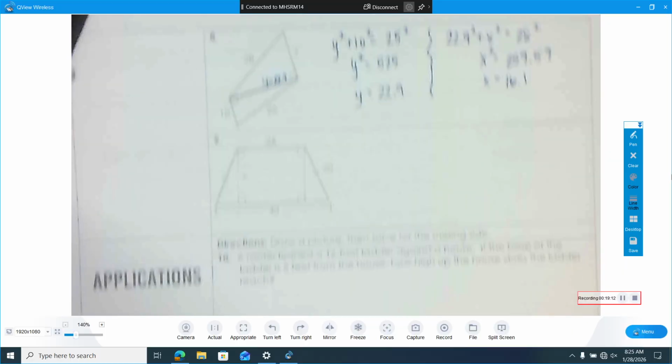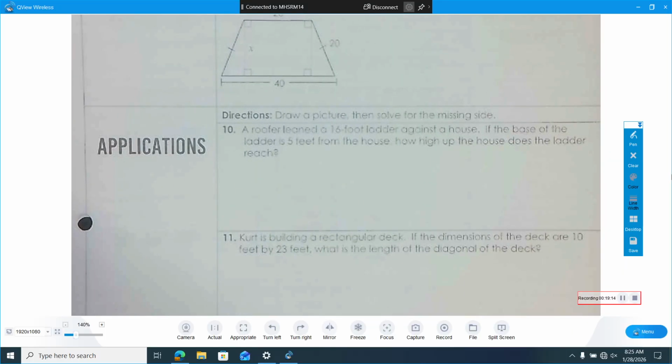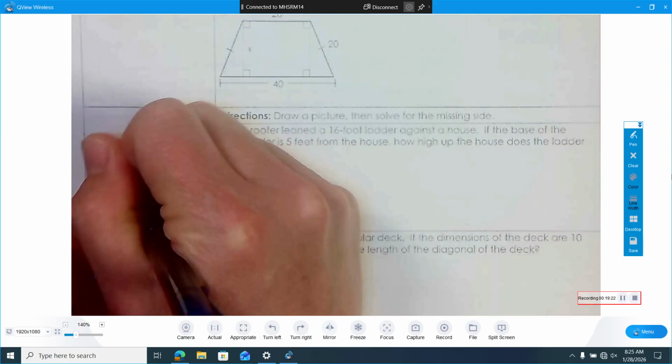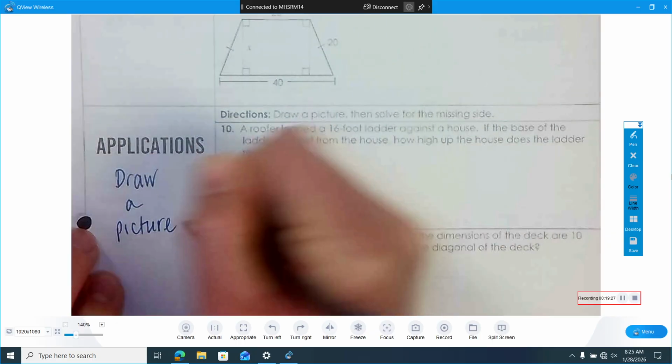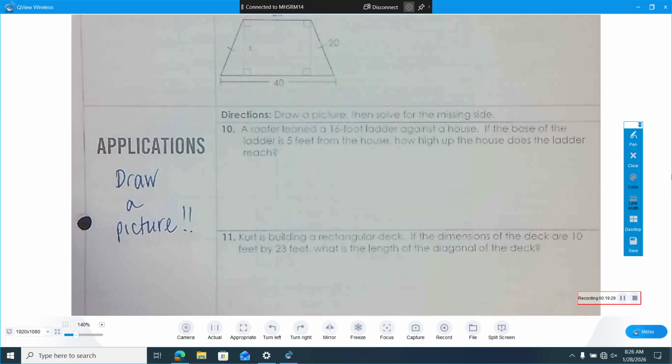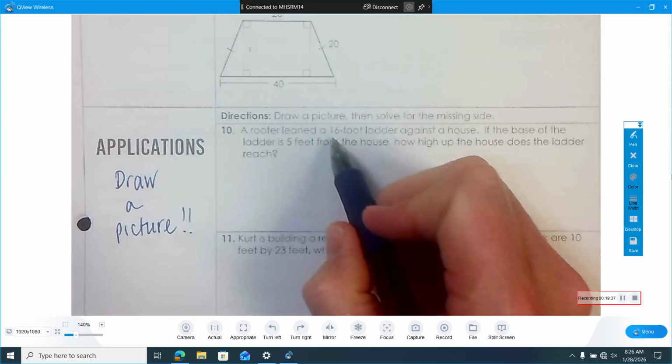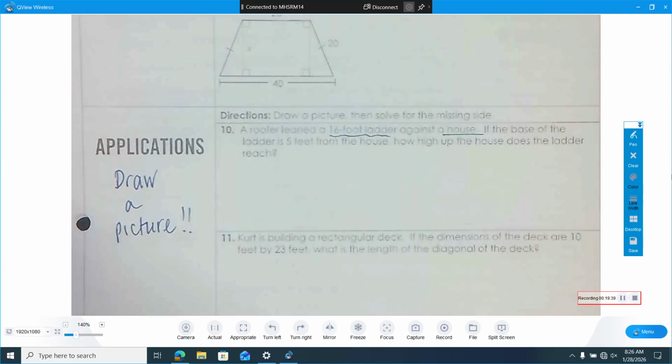Okay, cool. So we do have some applications. What I'm going to do is we're just going to set these up because that's the hardest part. And I'm going to say on applications, draw a picture. You have to make sense of the problem. So it's really, really important that your first step when you have a word problem is to draw a picture, okay?